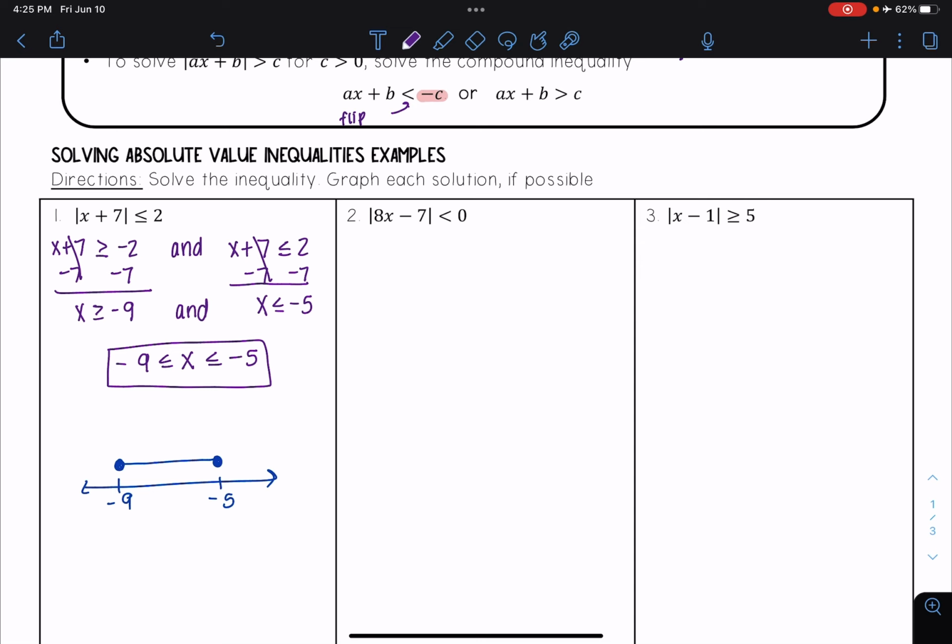Okay, let's try another one. So I have the absolute value of 8x minus 7 is less than 0. Here we have to remember something really important about absolute values, and that was that the absolute value of any number has to be greater than or equal to 0. It cannot be a negative number. Now this problem is saying that my absolute value is going to be less than 0. It's going to be negative. And since we can't have that, that means that this is going to be no solution. I'm going to say absolute value can't be negative.